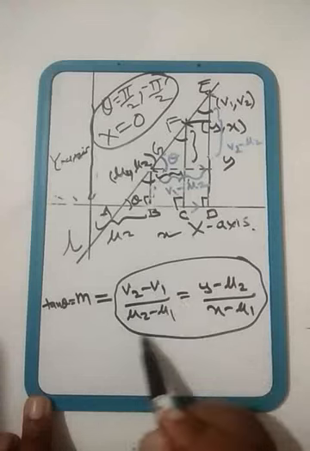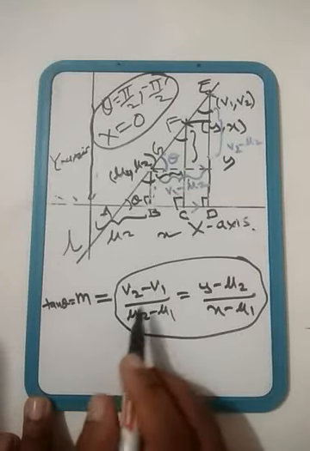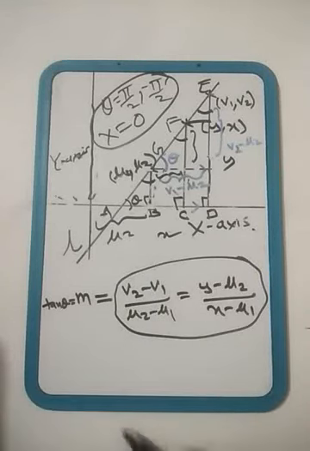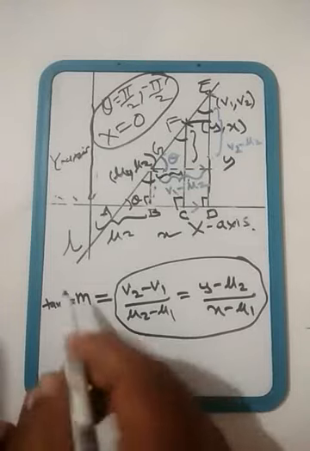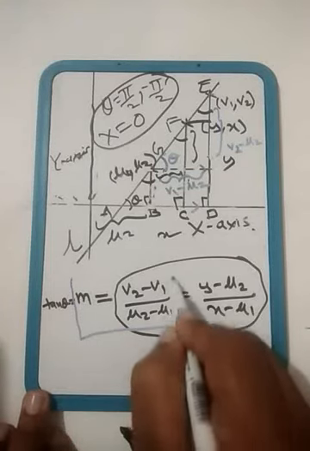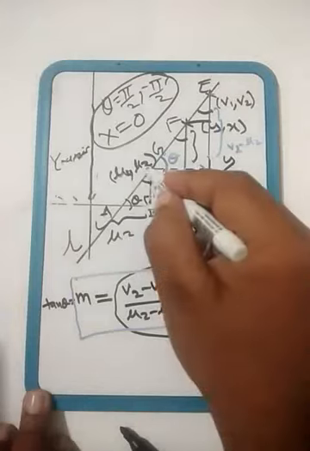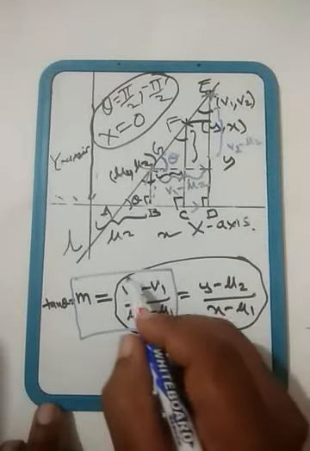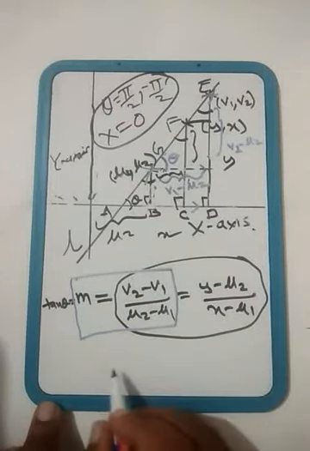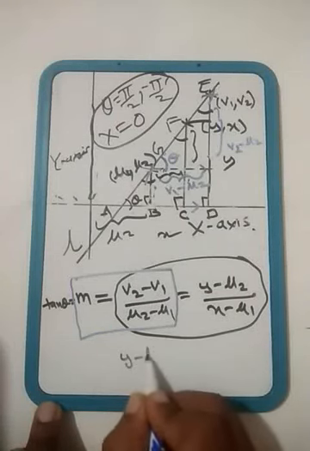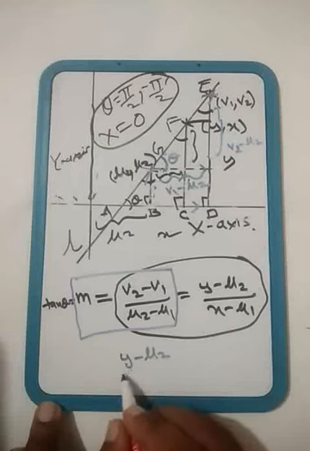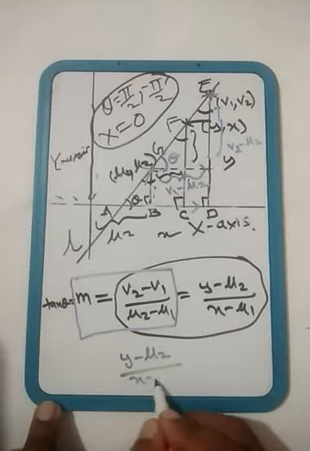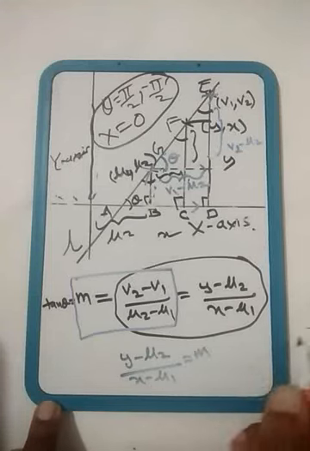Since this is m, let's call this thing quantity. Okay. So this is the point u1, u2. This is the point v1, v2. The difference of y coordinates are different. So y minus u2 upon x minus u1 is equal to m.